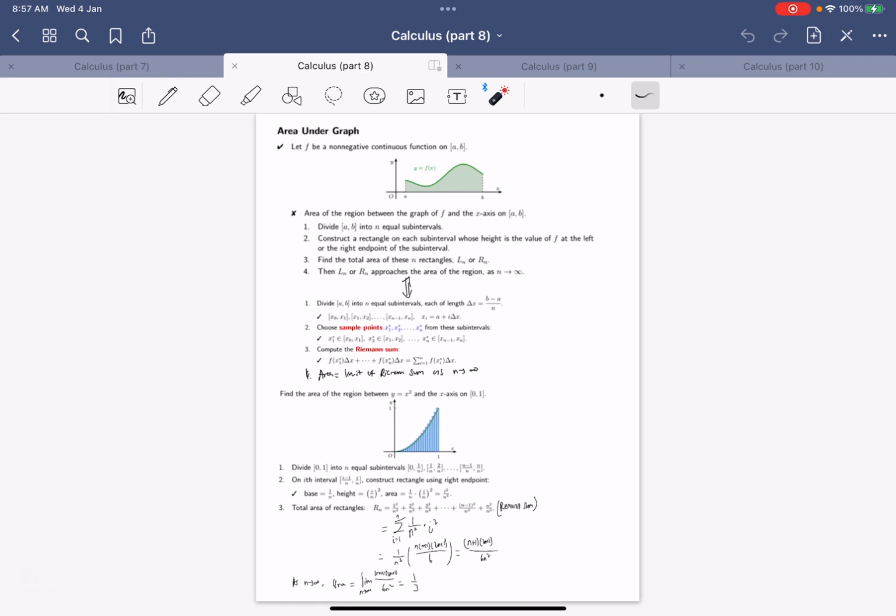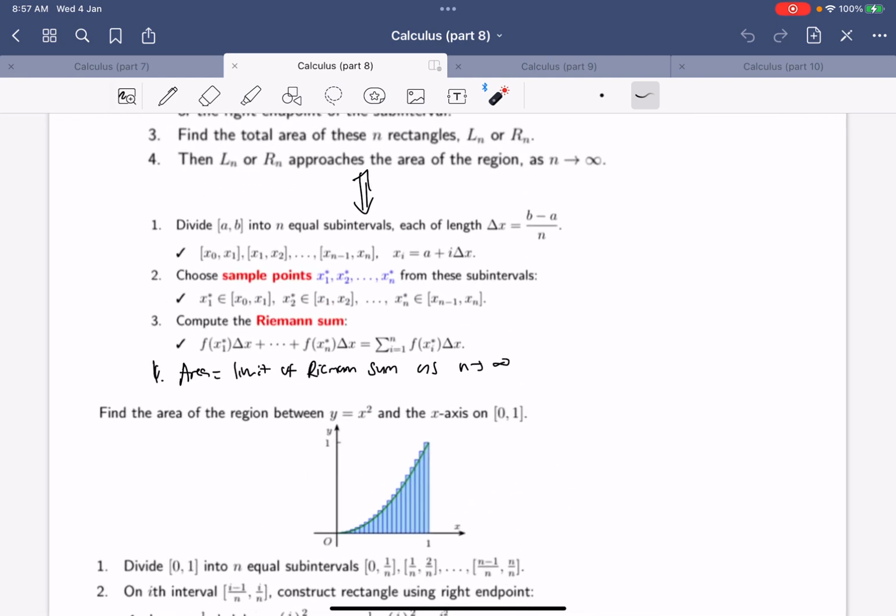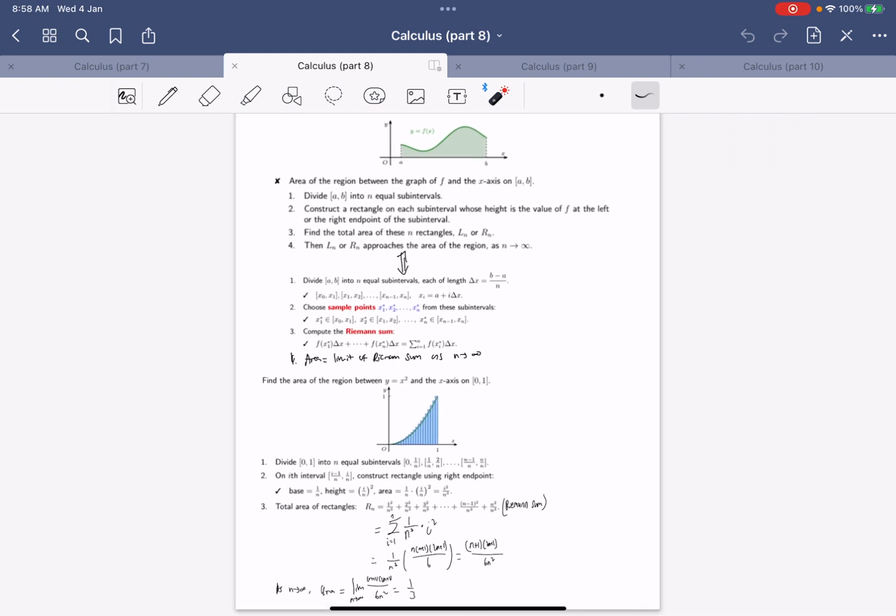So when we want to estimate the area under a graph, we divide the interval into equal subintervals, and we construct rectangles by choosing sample points. Then we calculate the total area, and we take the limit as n approaches infinity, and that will be the area under the graph. Mathematically, you can write it in this way: you choose sample points and compute this sum. This sum is known as the Riemann sum, and the limit of this Riemann sum as n goes to infinity is the area under the graph.